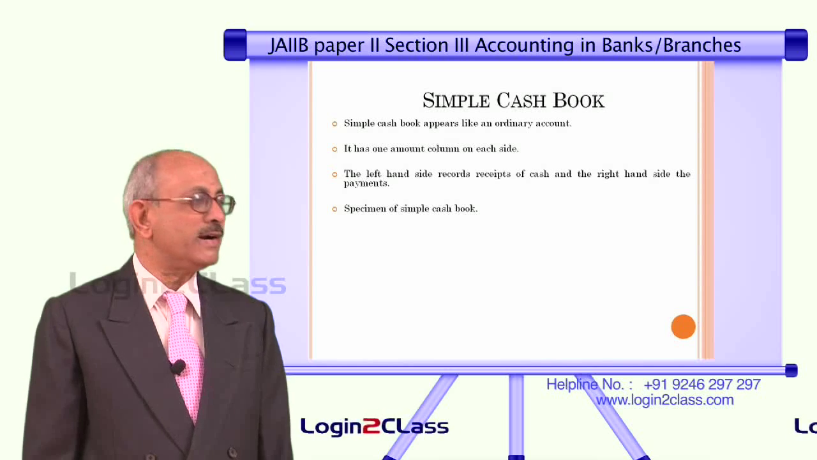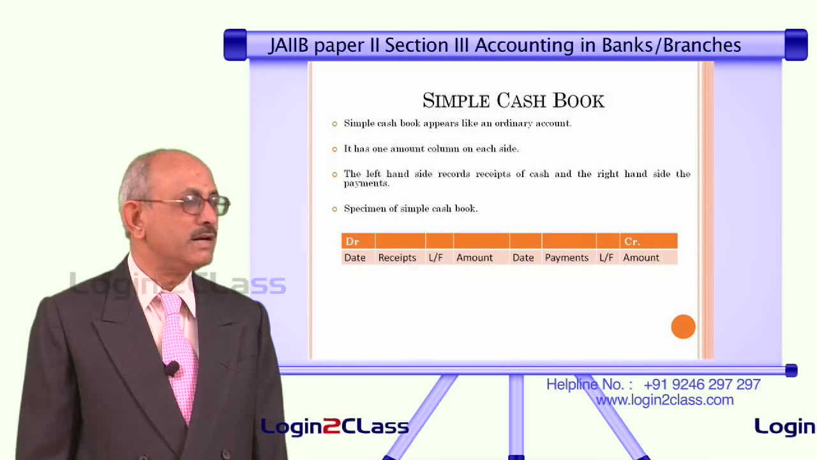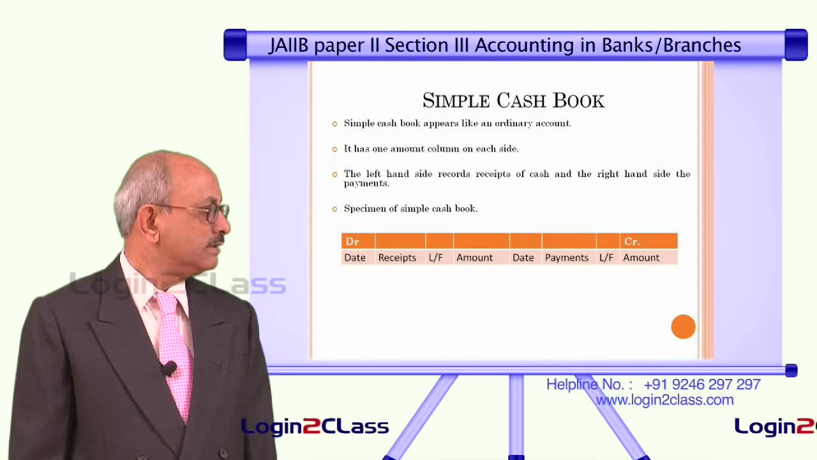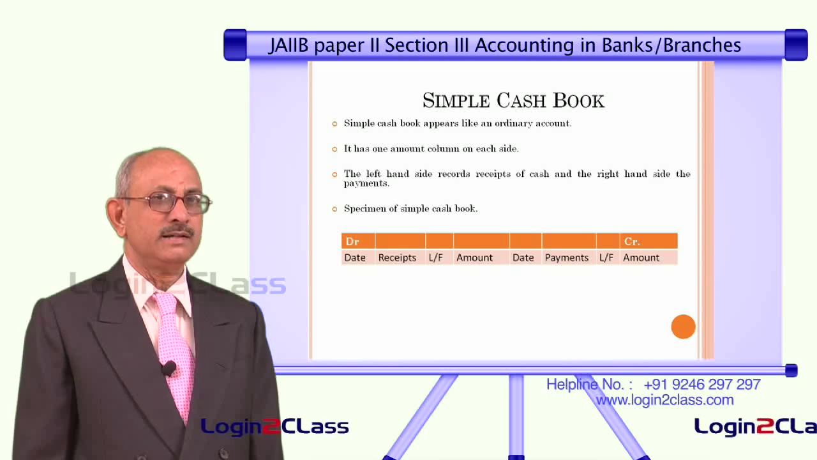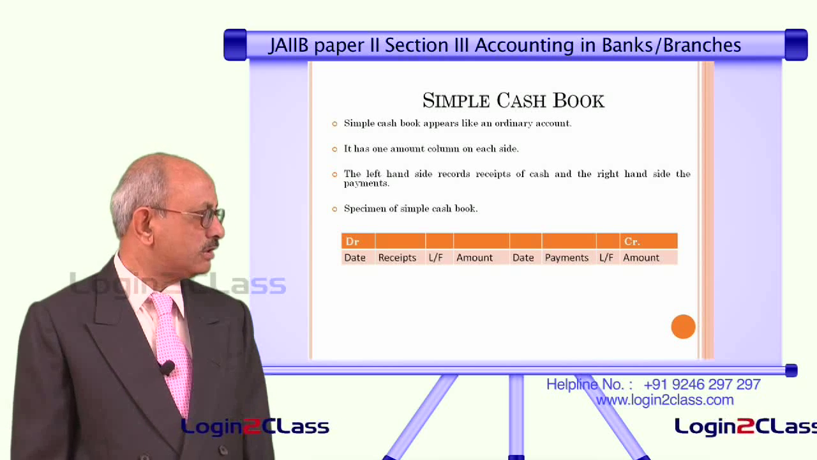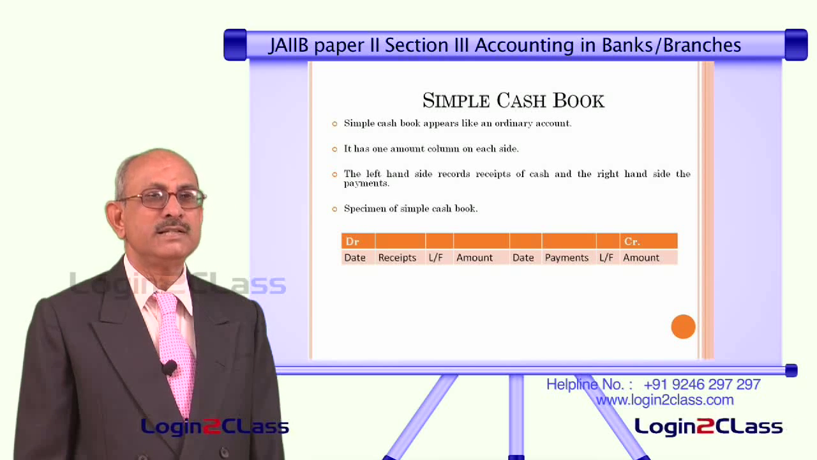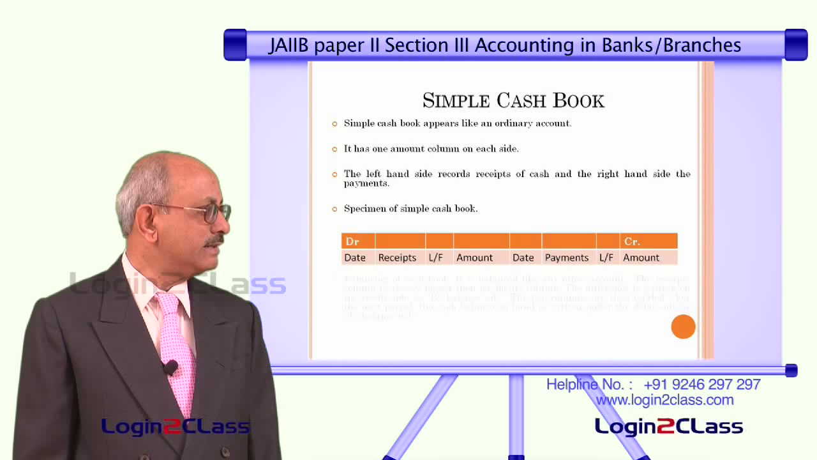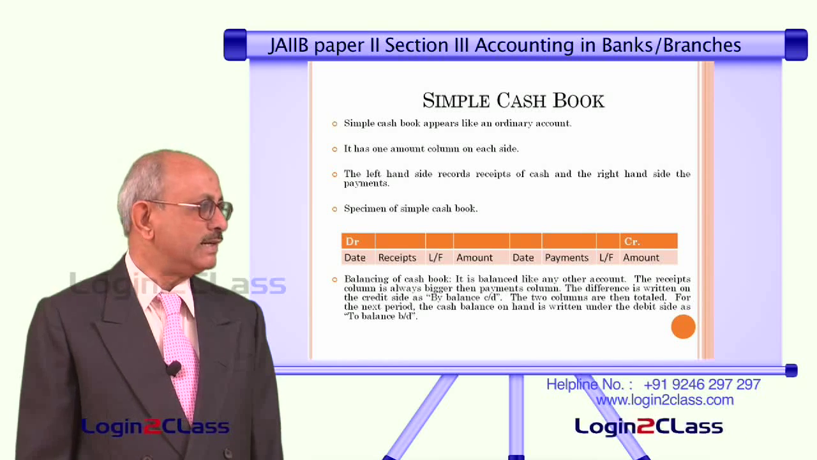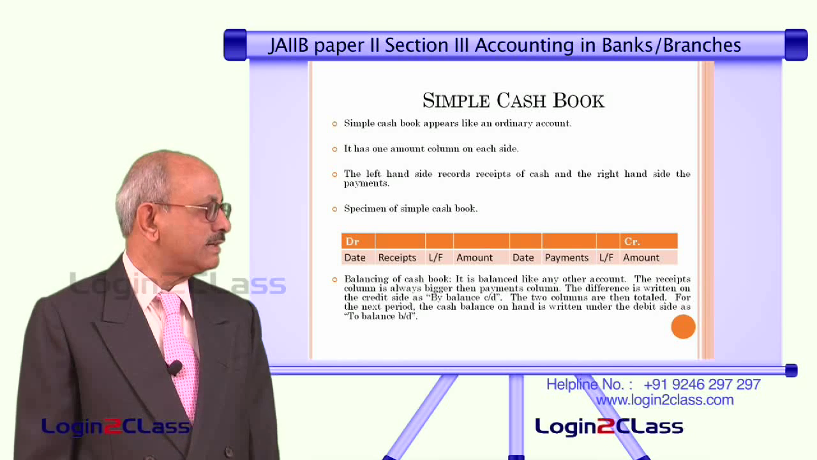If you look at it, you will find that you have 4 columns under debit and 4 columns under credit. And the columns are the same on the debit side and the credit side. So these 4 columns relate to: one, the date; second, the receipts; third, the ledger folio; and fourth, the amount. In the case of the credit side, again date, instead of receipts we have payments, then ledger folio and then amount. And the balancing of this is done like any other account.